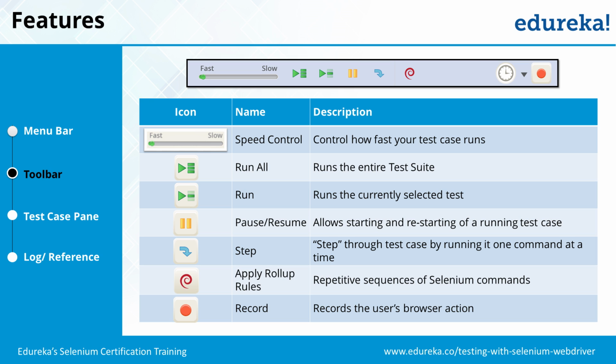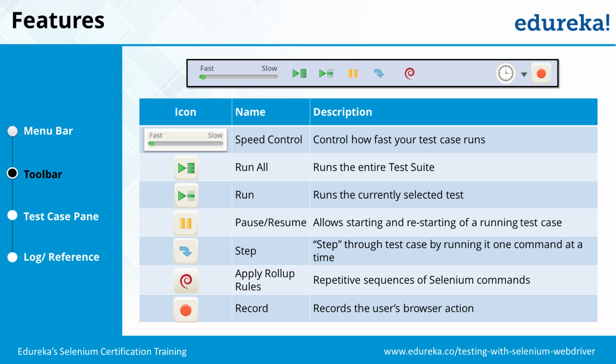So first one is the speed control, wherein you can control the speed of execution of your test case. This is basically a slider which runs from fast to slow. If you slide it towards the right, the speed of execution will reduce. Then you have the run all option, wherein if you have multiple test cases, you can execute them one after another. This is basically used to run the complete test suite. Then you have the run option, wherein the currently selected test case will be executed.